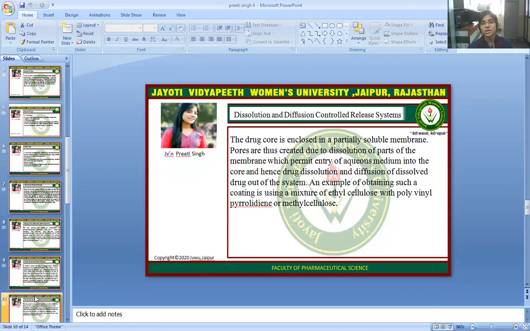Dissolution and diffusion controlled release system. The drug core is enclosed in a partially soluble membrane. Pores are thus created due to dissolution of parts of the membrane, which permit entry of aqueous medium into the core, and hence drug dissolution and diffusion of the dissolved drug out of the system. An example of obtaining such a coating is using a mixture of ethyl cellulose with polyvinyl pyrrolidone or methyl cellulose.